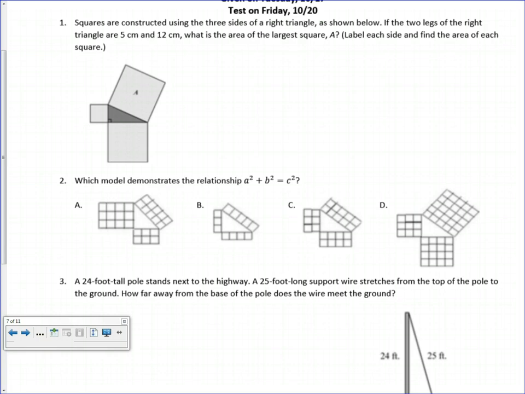Number 1. Squares are constructed using the three sides of a right triangle as shown below. If the two legs of the right triangle are 5 centimeters and 12 centimeters, what is the area of the largest square A?